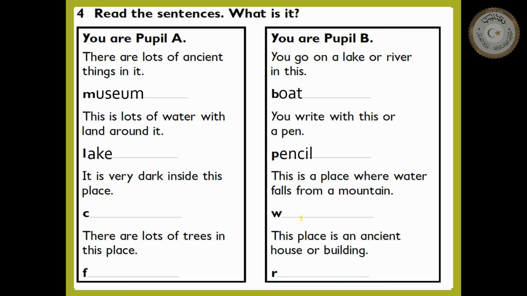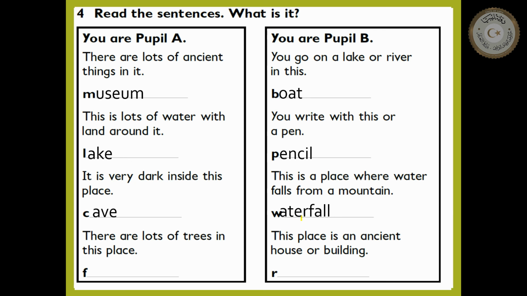Now, it is very dark inside this place. It is a large hole in the earth. It is very dark inside, and you can find some painting. It starts with C. What is it? It's a place. Cave. Excellent. It's a cave. This is a place where water falls from a mountain. So it is waterfall.